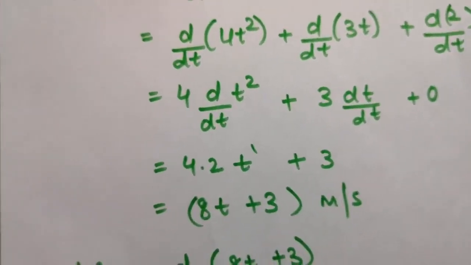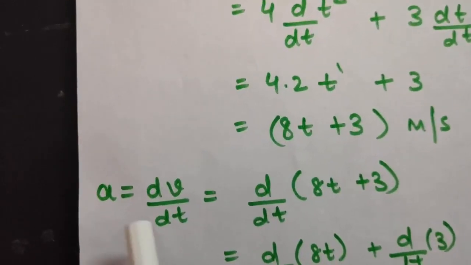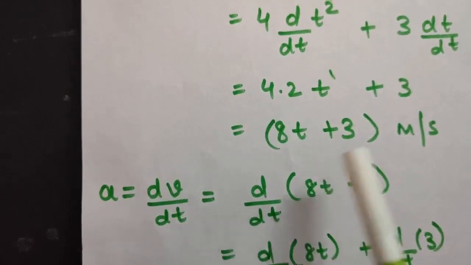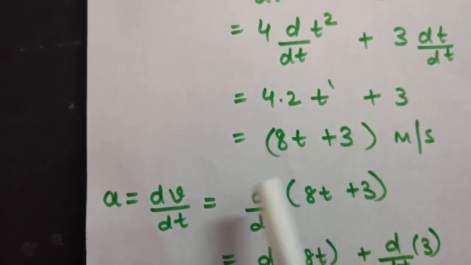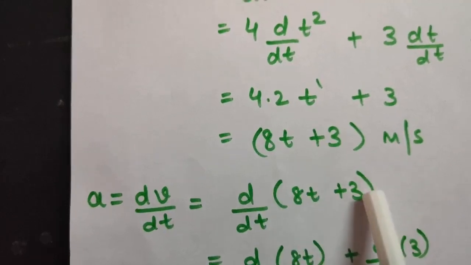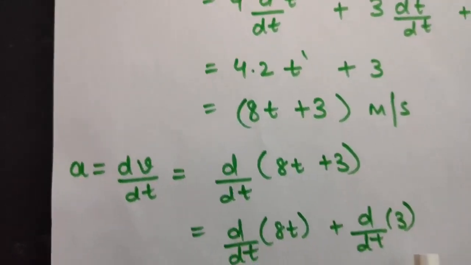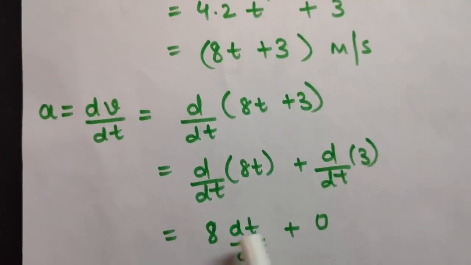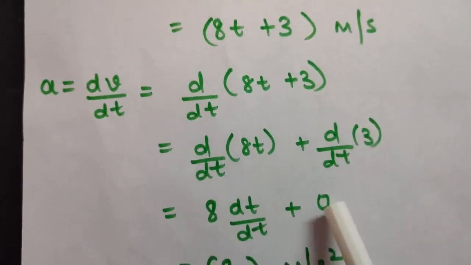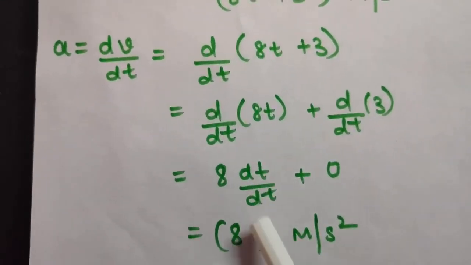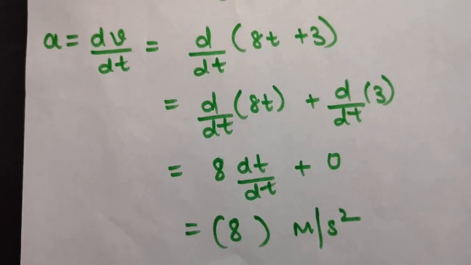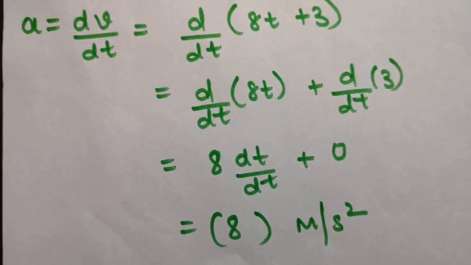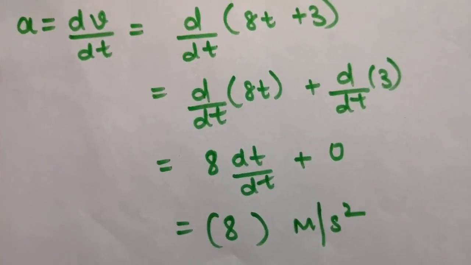Now you have to calculate acceleration also. You know acceleration is change in velocity upon time, or we can write it as dv upon dt. We have calculated velocity, so we put the formula of v here, 8t plus 3. Again do the differentiation, it will be divided into two parts. 8 is a constant, it will come outside, dt by dt is 1, and differentiation of a constant is 0, so the answer will be 8 meter per second square. So this is how by using differentiation we have calculated velocity and acceleration from the distance given.